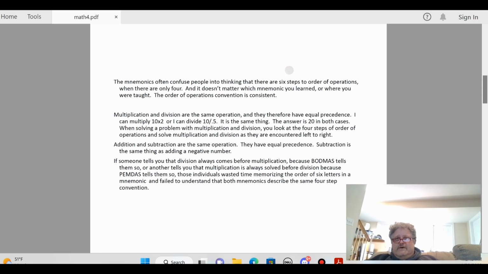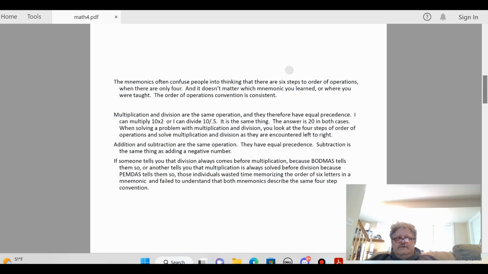Addition and subtraction are also the same operation. They have equal precedence again. Subtraction is the same thing as adding a negative number, so think of subtraction as the same thing as addition.